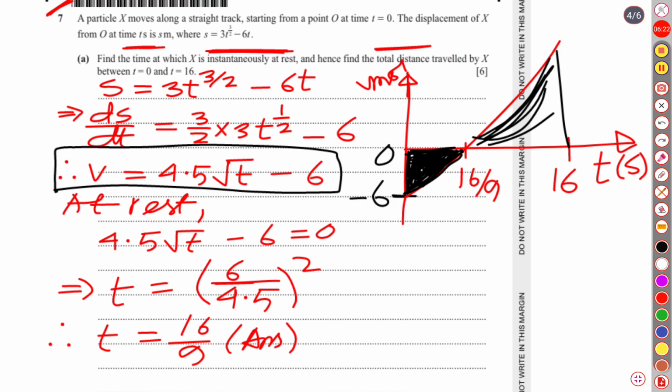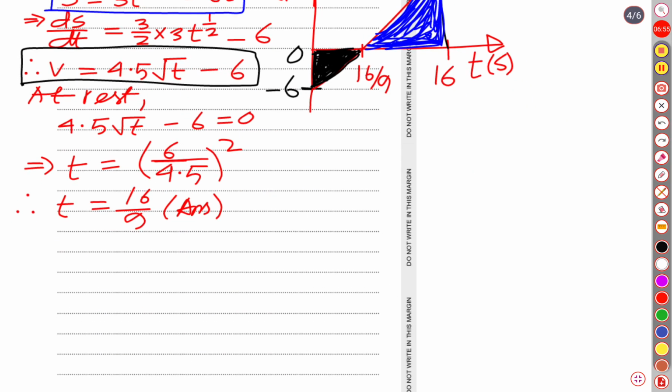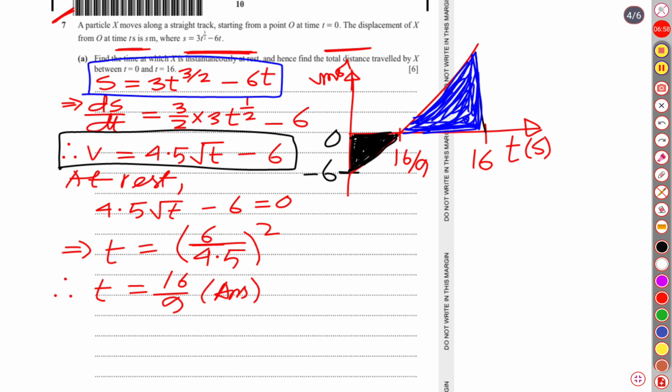Let me change the ink. For the second part, it is lying above the x-axis, so it must produce a positive value of area or displacement or distance, whatever you call it. So for the first phase, it must be negative. We already have the displacement expression, so there is no necessity of integrating. Just below this, we are going to write for the first phase, for 0 until when it was at rest, 16 over 9.